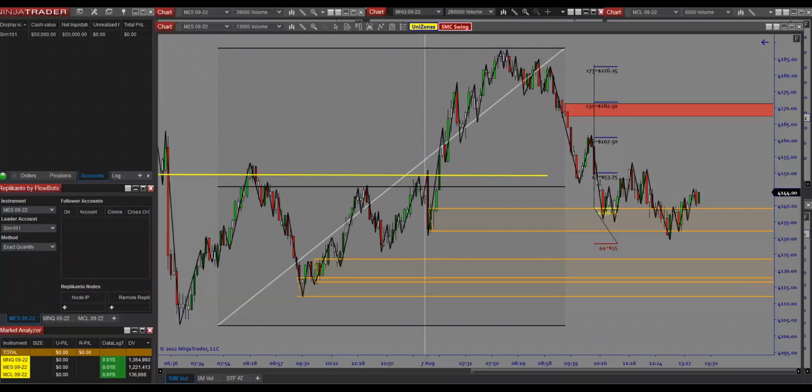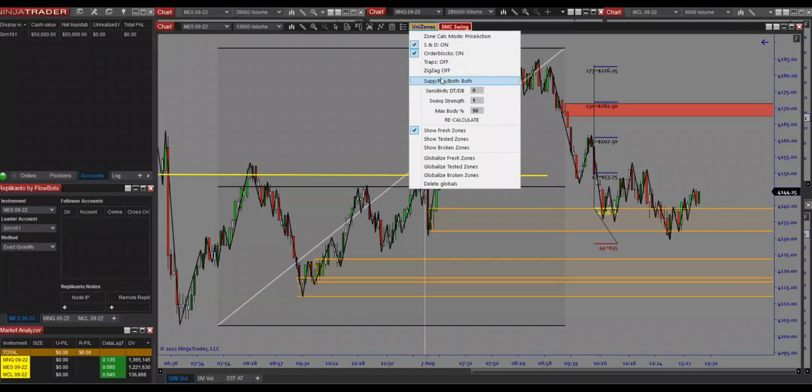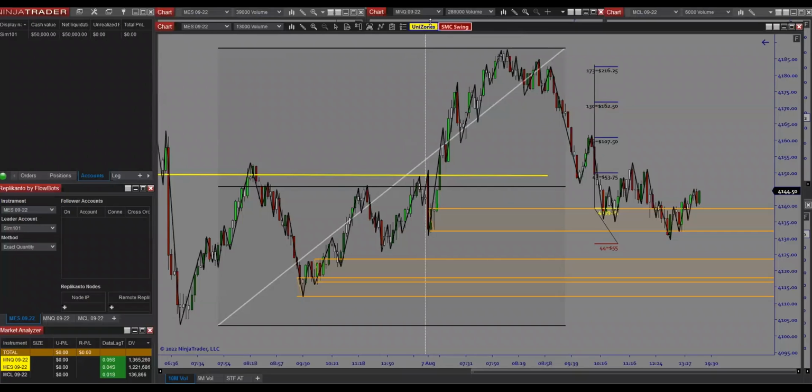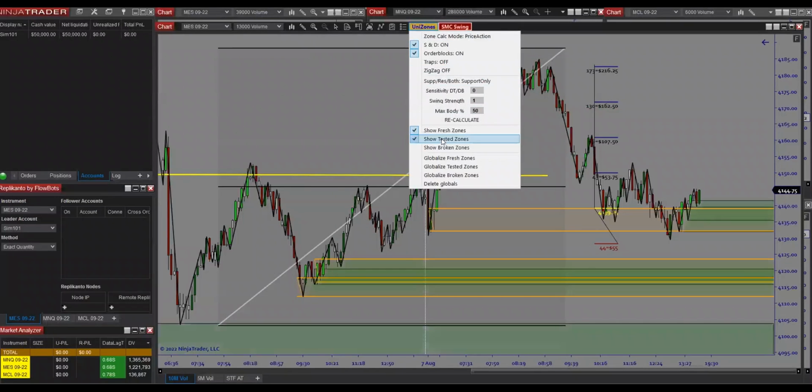I'm also here to bring you 10 years of experience on how to follow top-down analysis to know where to trade these levels. If I go and turn on the zones, I'm looking for support, not resistance. So support only. Turn on tested. So we've got demand coming in there.